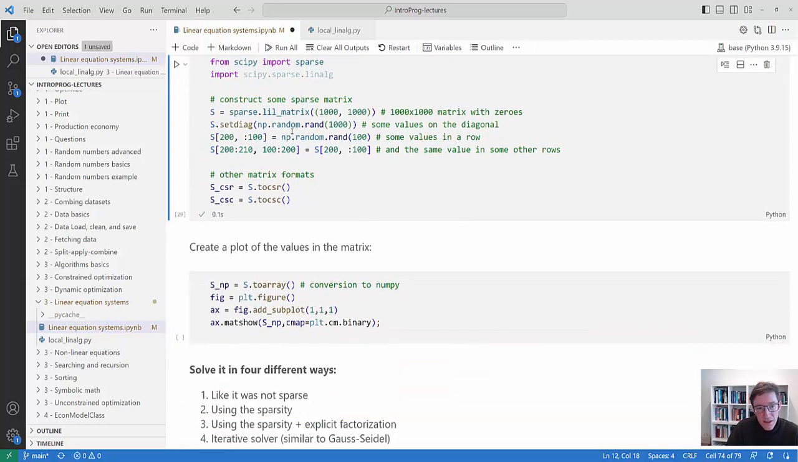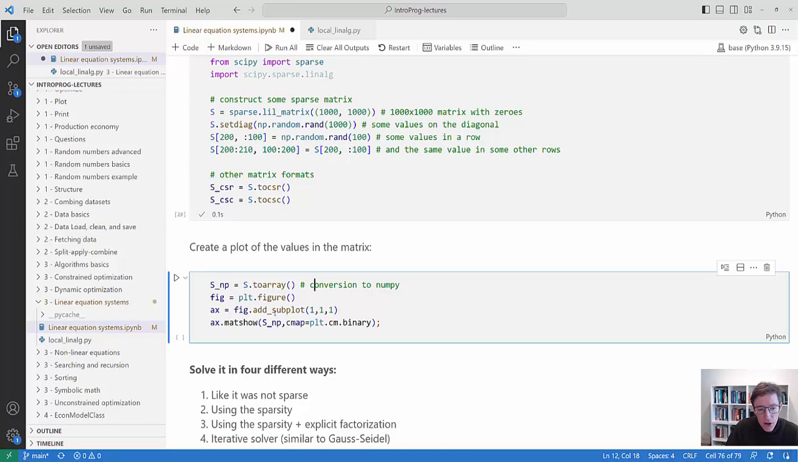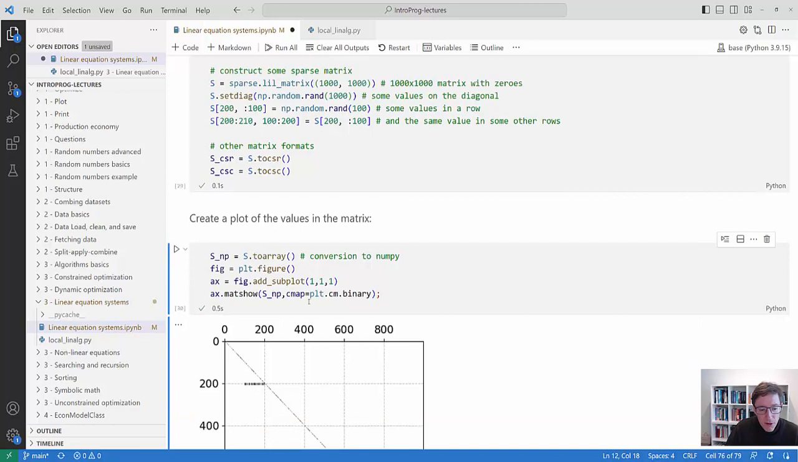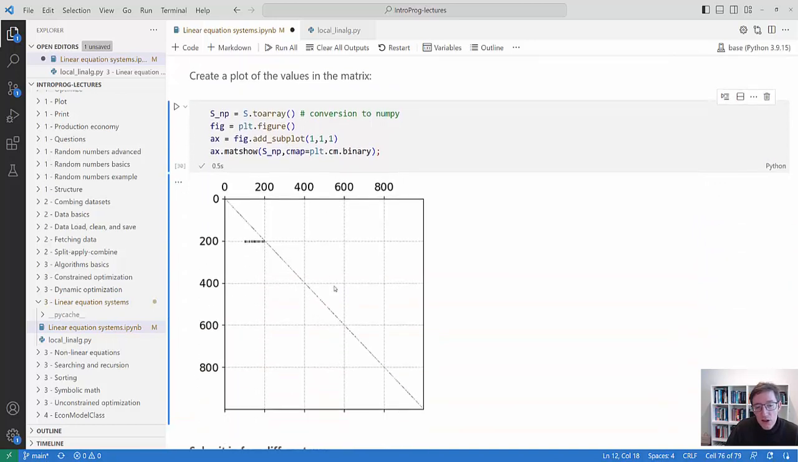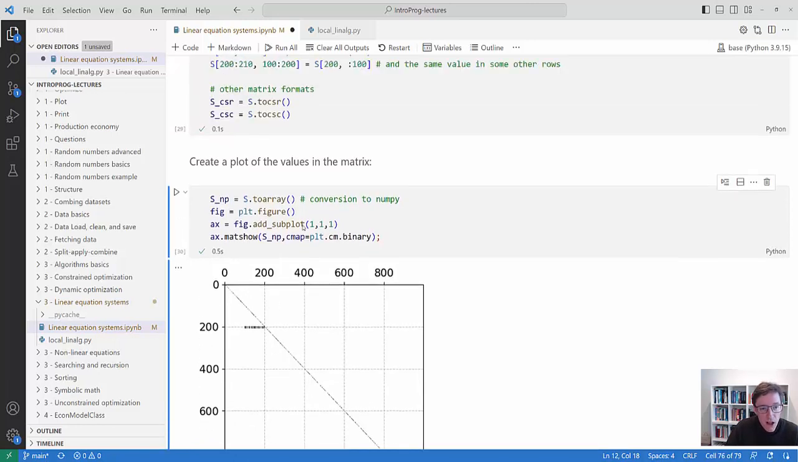One nice thing you can do is, these are very big matrices, so they are hard to see, right? But you can plot how the matrix looks. So here's a plot of the matrix where there is no coloring when there are zeros, and then you can see that there is color on the diagonal, and there is color on these rows here where we have put in some numbers. This is a way you can represent a sparse matrix graphically.